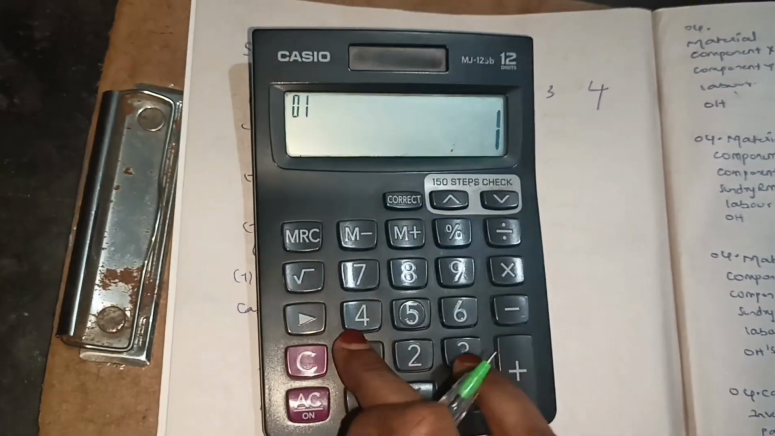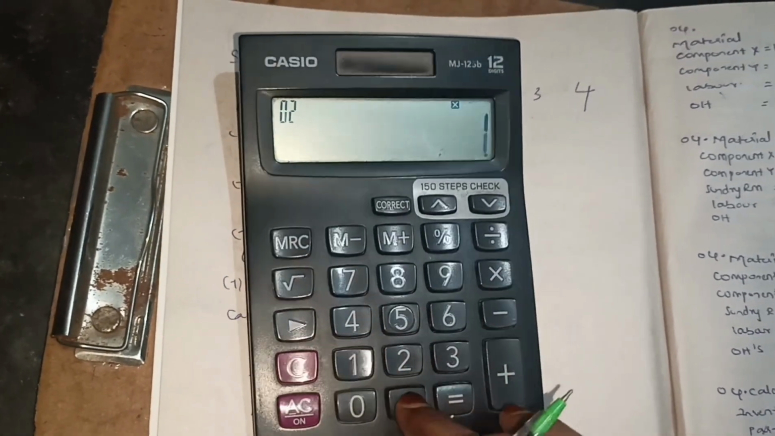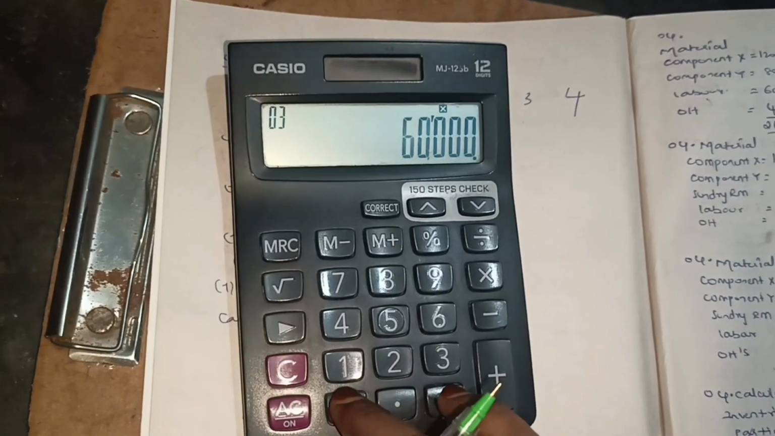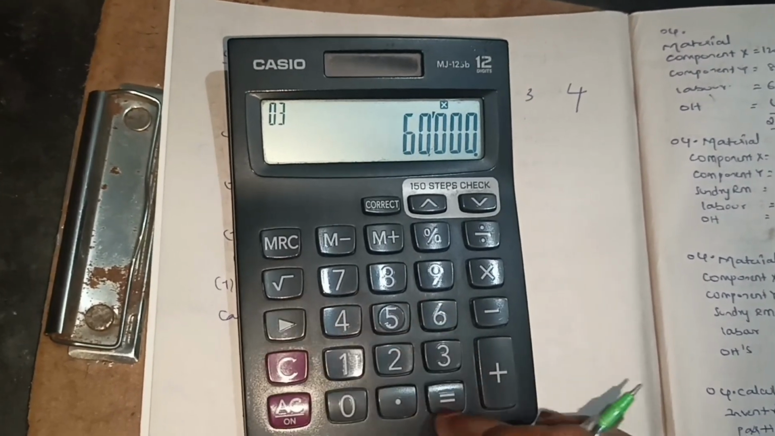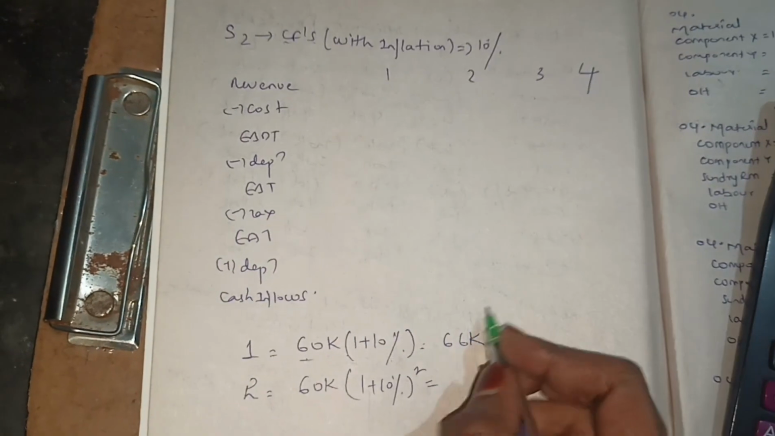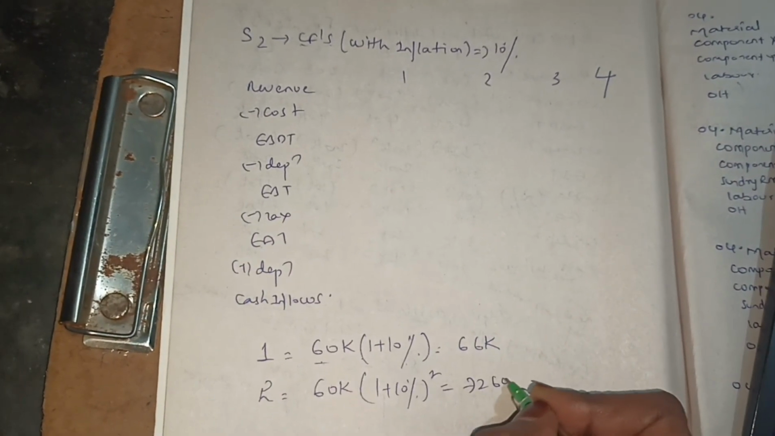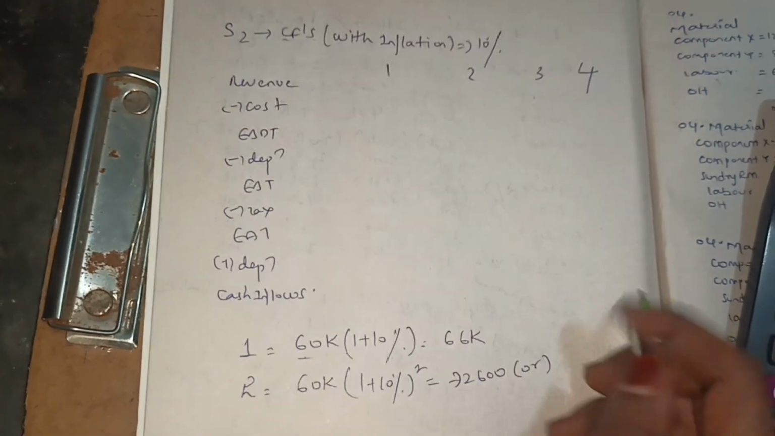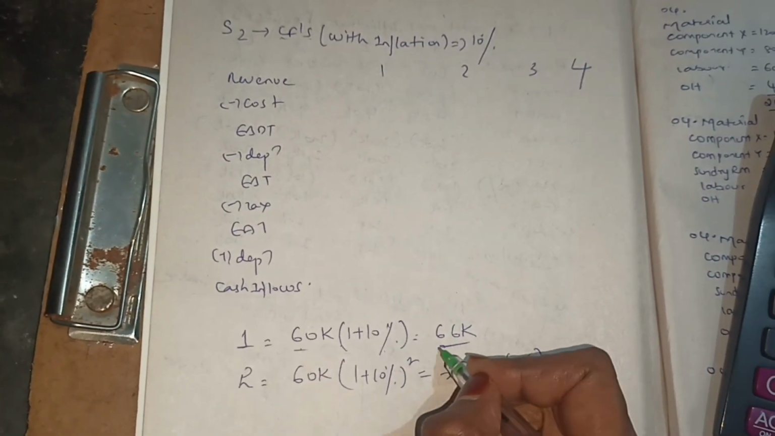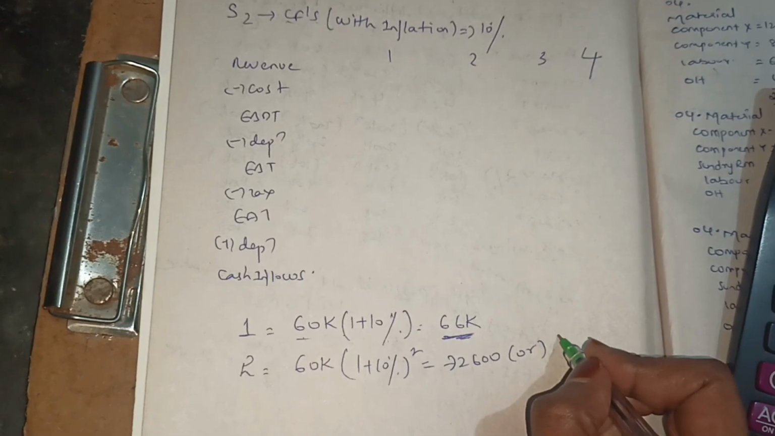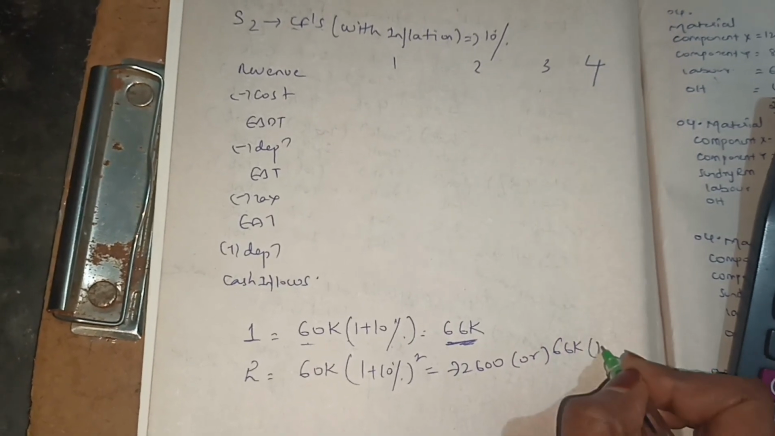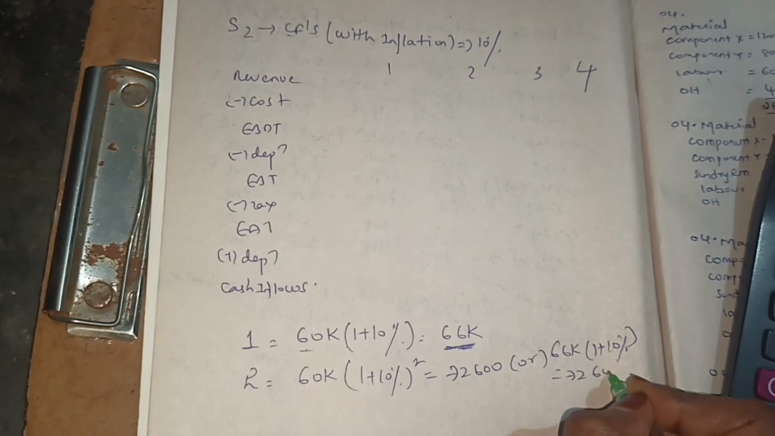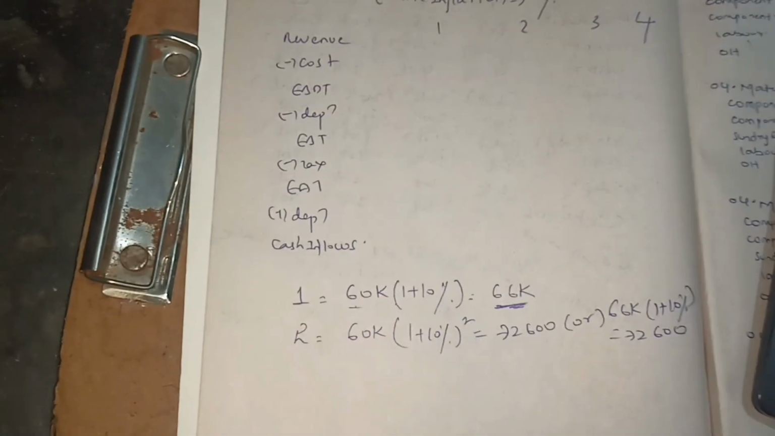For the second year, revenue will be 60,000 into 1 plus 10% whole square. So 1.1 into 1.1 into 60,000. It will be 72,600. There is another way to find second year cash flows. You can add inflation to first year. 66,000 into 1 plus 10%. You will be getting same answer, that is 72,600.